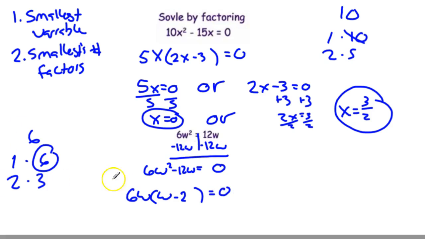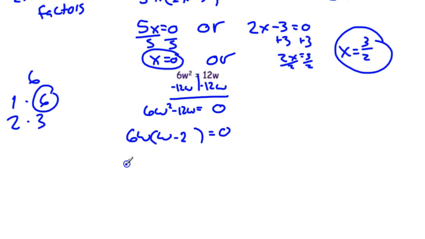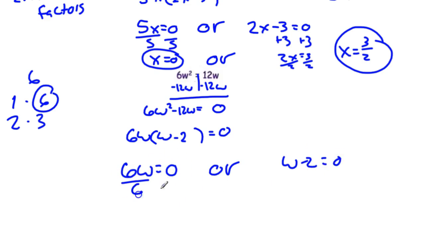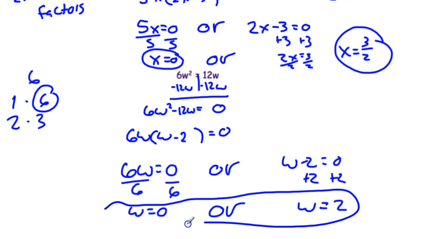Now we need to solve, so we set both sides equal to 0. Not both sides, both factors. So 6w equals 0, or w minus 2 equals 0. When we solve for w, divide by 6, divide by 6. W equals 0, or plus 2, plus 2, w equals 2. So there are our two answers. Awesome.